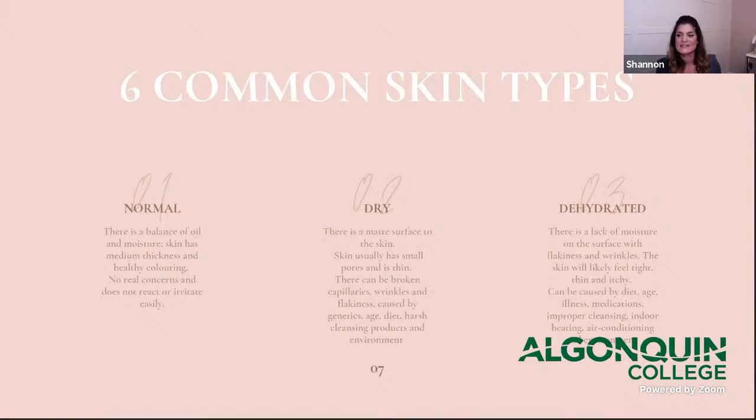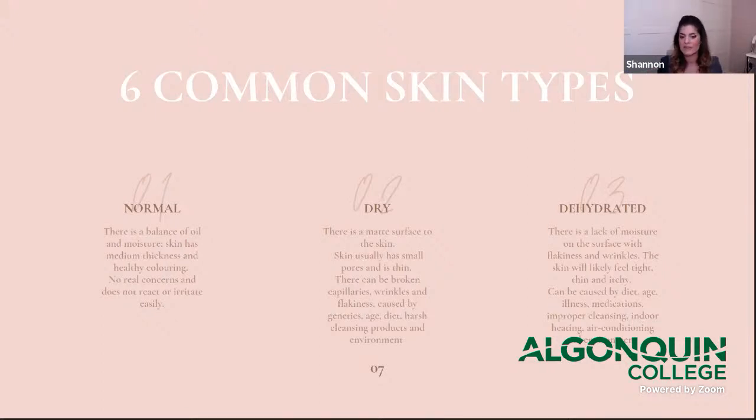So the next one is dry skin. Dry skin is pretty much what it sounds like. It's more of a matte or flat surface to the skin. It can sometimes look a little bit dull. The skin usually has small pores and is thin. You can see everything happening under the skin, like the broken capillaries, wrinkles, flakiness. The big thing with dry skin is that this is mostly, I would say, caused by genetics. If you genetically have dry skin, it's kind of hard to undo that.